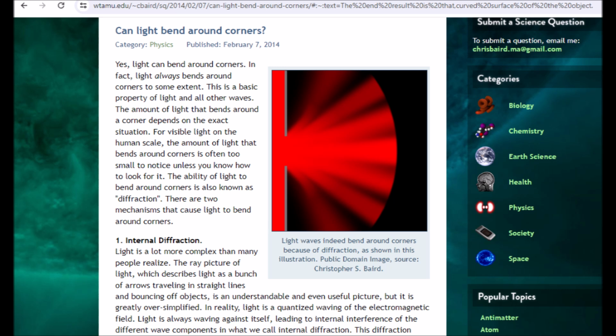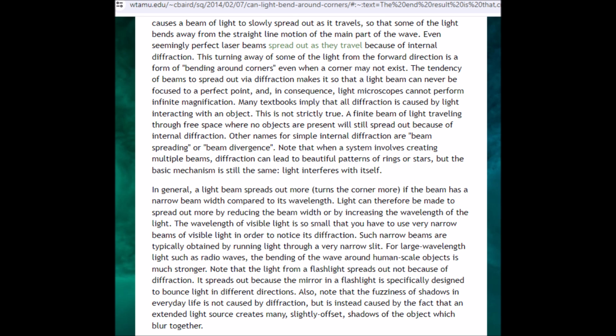There are two mechanisms that cause light to bend around corners. Number one, internal diffraction. Light is a lot more complex than many people realize. The ray picture of light, which describes light as a bunch of arrows traveling in straight lines and bouncing off objects, is an understandable and even useful picture, but it is greatly oversimplified. In reality, light is a quantized waving of the electromagnetic field. Light is always waving against itself, leading to internal interference of the different wave components in what we call internal diffraction. This diffraction causes a beam of light to slowly spread out as it travels, so that some of the light turns away from the straight line motion of the main part of the wave. Even seemingly perfect laser beams spread out as they travel because of internal diffraction.